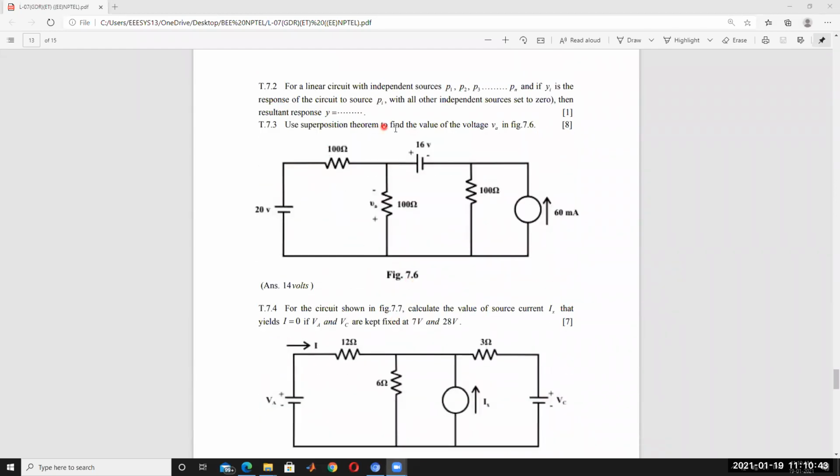So use superposition theorem, find the value of VA. How to find the value of VA here, by using superposition theorem? By activating this source, the 20 volt source, activate first and deactivate the remaining sources. That means the voltage source is short circuited and this current source is open circuit. Then find the current flowing through the 100 ohm resistor, or directly find it by using the voltage division rule.